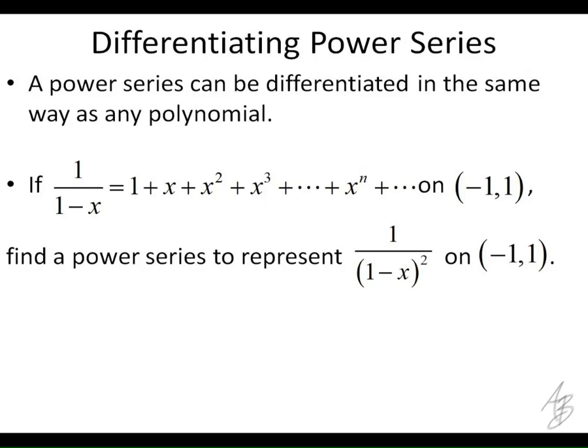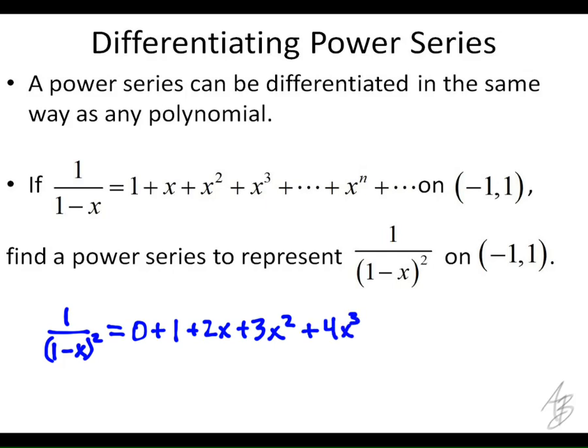So what we can do here is, since we know that this is the derivative of this, then to find the power series, we can take the derivative of this, term by term. What's the derivative of 1? What's the derivative of x? What's the derivative of x squared? What's the derivative of x cubed? Okay, now I know we don't have the next term here, but can you tell me what the next one's going to be? 4x cubed. And then 5x to the fourth, and then 6x to the fifth, and then so on.